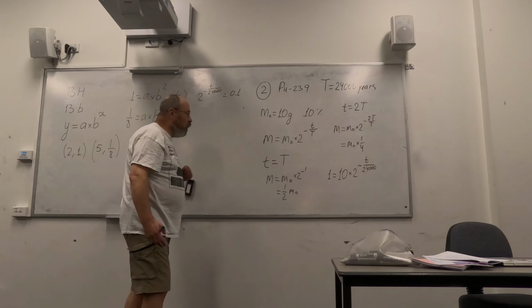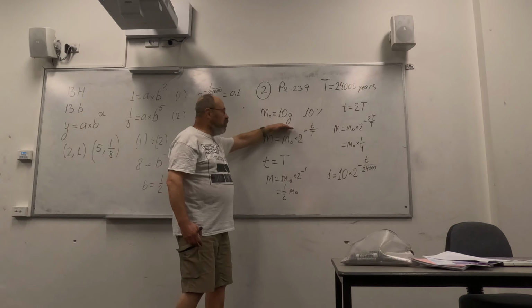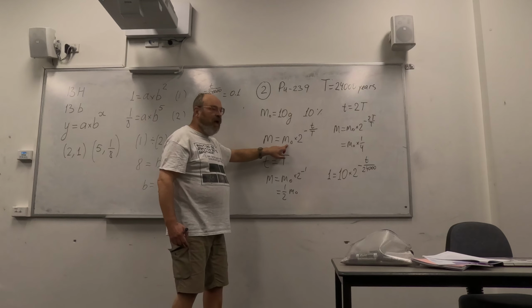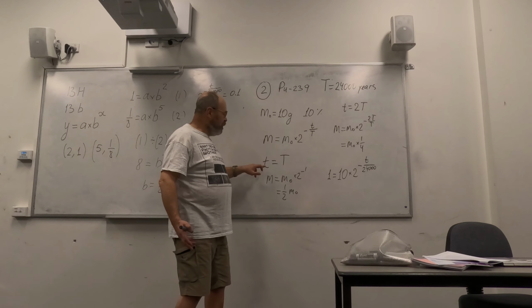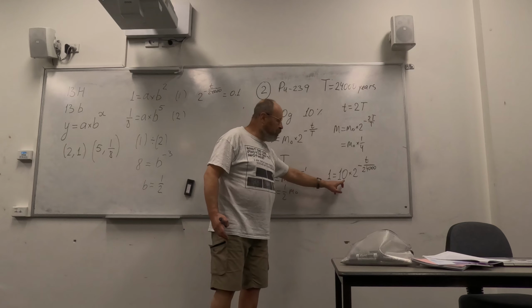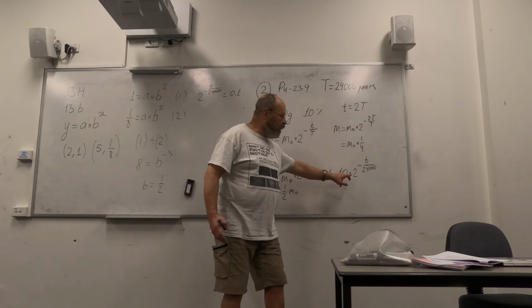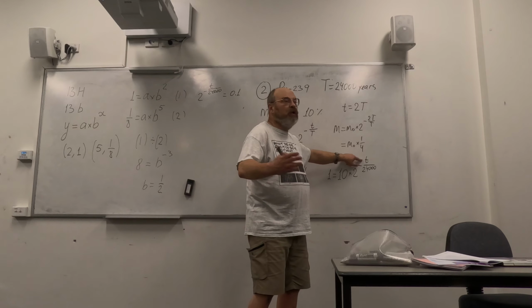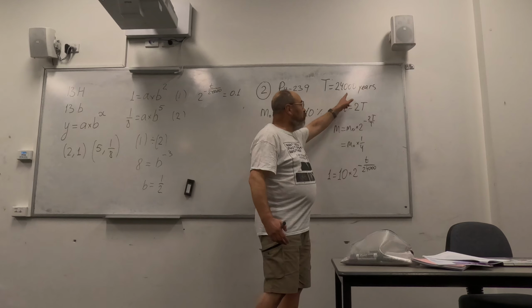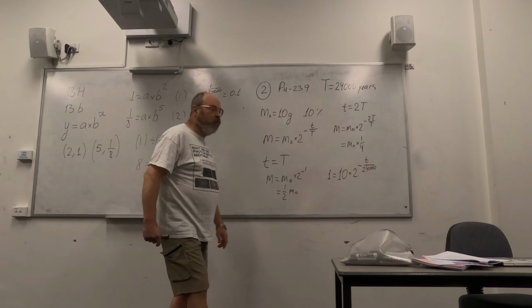It was given to us that originally we have 10 grams, and only 10% left. What is 10% of 10? So we know that m is 1. So we have 1 left, equal to the original 10 times 2 to the power of negative t, where t is what we need to find, how long it takes, over a period of half-life. For plutonium, the half-life is 24,000.